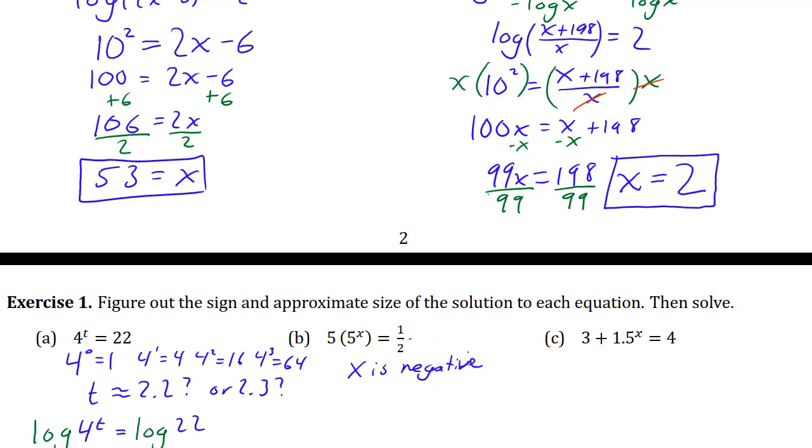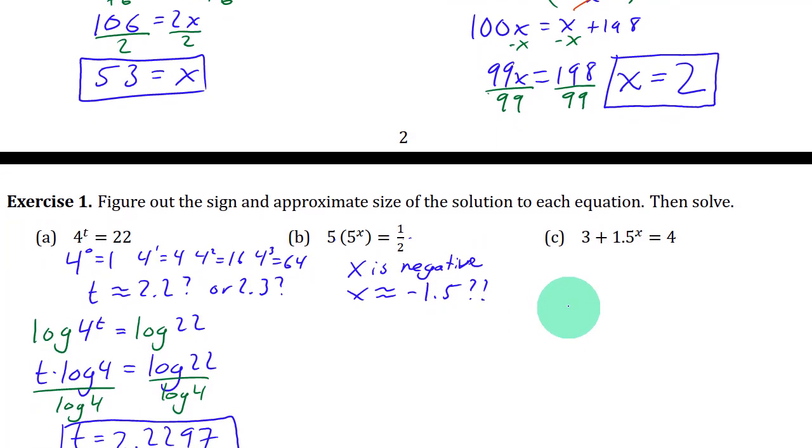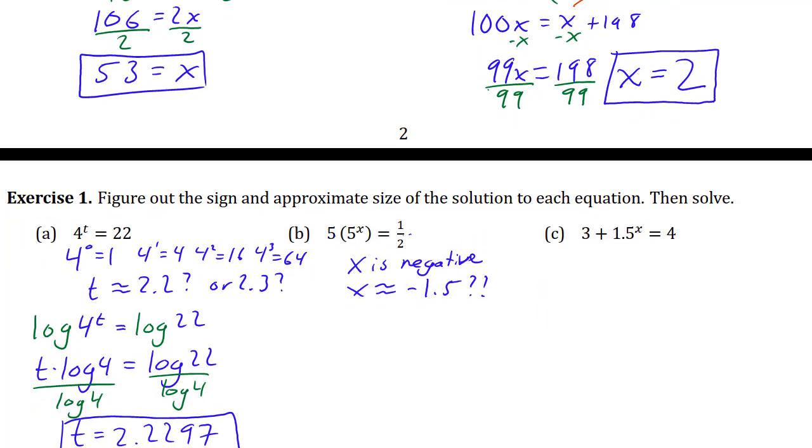Let's see, if x is -1, then 5 times 5 to the -1 would be 1. So it's less than that. I'm going to guess something like x is maybe -1.5, something like that. Let's actually solve it. So to solve it, I'm going to divide both sides by 5 first. Or over here, I'm going to write that as multiplying by 1/5. So that gets you 5 to the power x equals 1/2 times 1/5, or 1/2 divided by 5, which is 1/10.